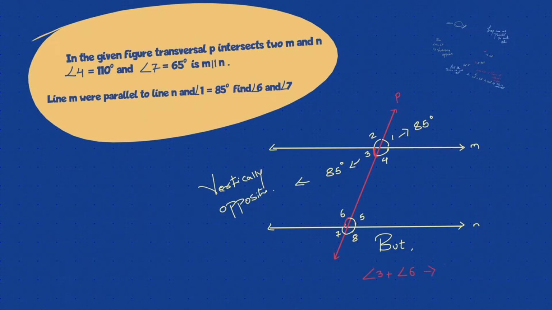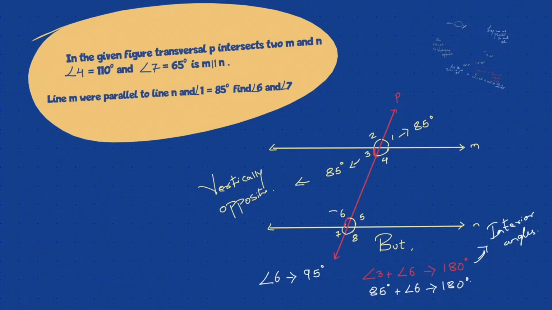What is the relationship? They are interior angles. So angle 3 plus angle 6 has to be equal to what? 180 degrees. Why? Because M is parallel to N, so the sum has to be 180 degrees. But I know angle 3 is 85 degrees. So 85 degrees plus angle 6 equals 180 degrees, which means angle 6 equals 95 degrees. Simple as that. Just apply vertically opposite and interior angles.